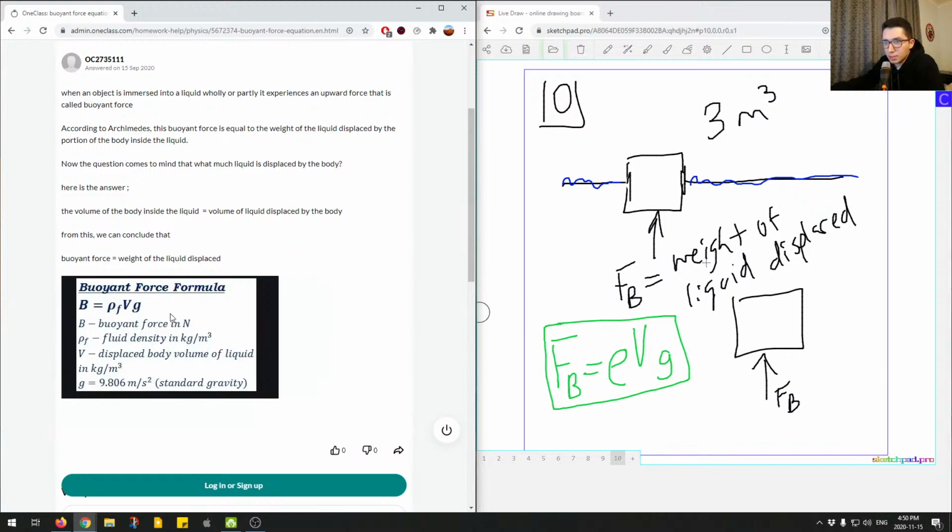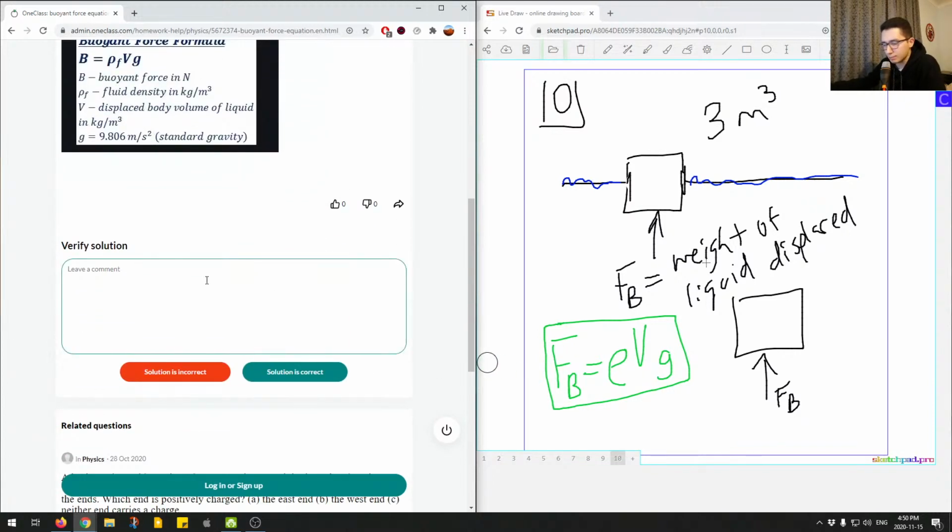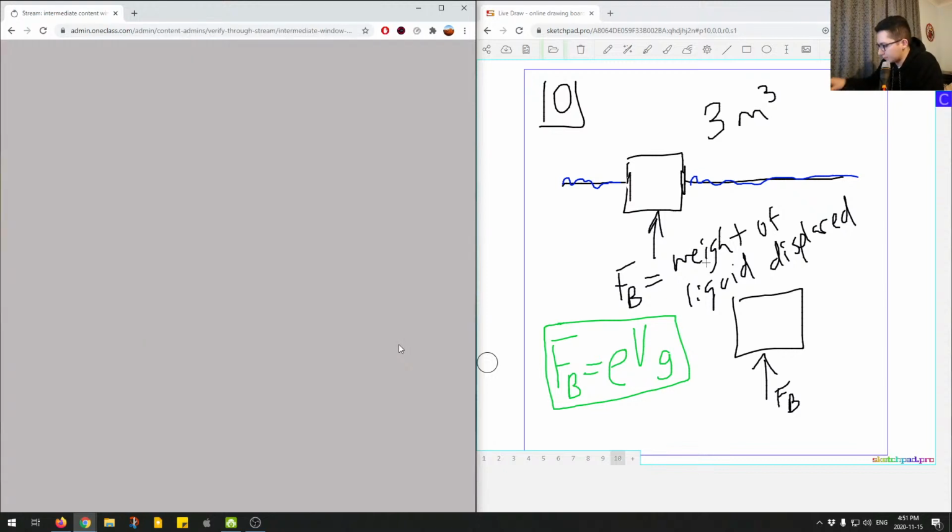One thing to note is buoyant force is measured in newtons, so that's important to note as well. Any force essentially is measured in newtons. Alright, so the answer is correct. Let me just write a comment here. Great work. Alright, so I think that's all I want to say for this question. We'll mark this question as correct, and we'll move on to question number 11.